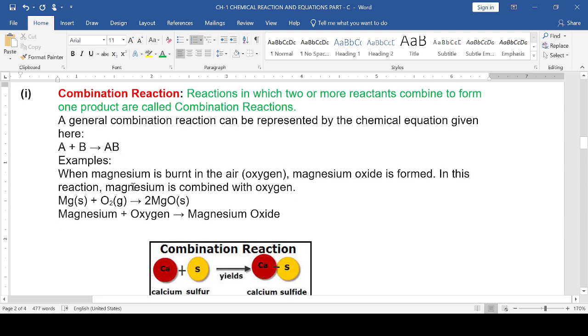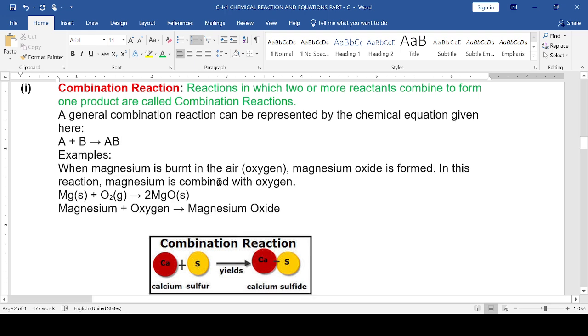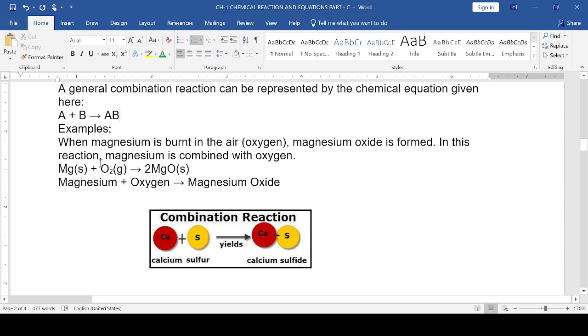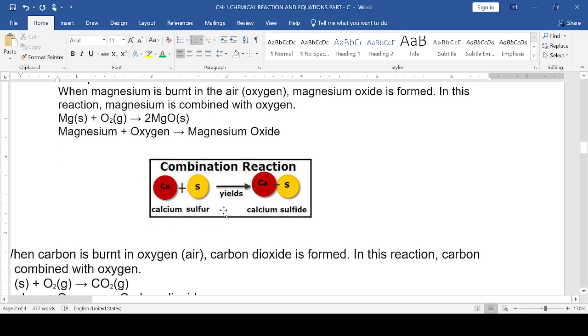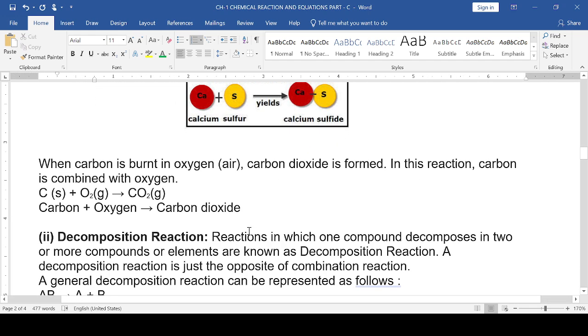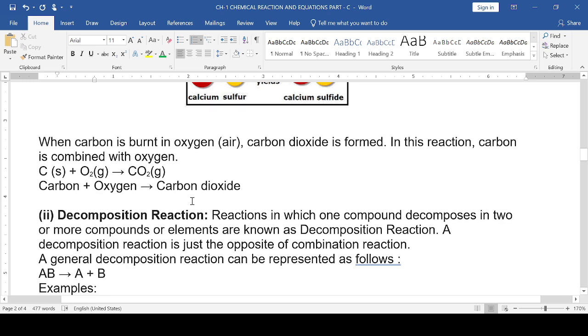For example, when magnesium is burned in air, that is in oxygen, magnesium oxide is formed. In this reaction, magnesium is combined with oxygen. Magnesium, which is a solid, and oxygen, which is a gas, combine to form magnesium oxide, which is a solid. Another combination reaction: calcium plus sulfur yields calcium sulfide. When carbon is burned in oxygen, carbon dioxide is formed. In this reaction, carbon is getting combined with oxygen.